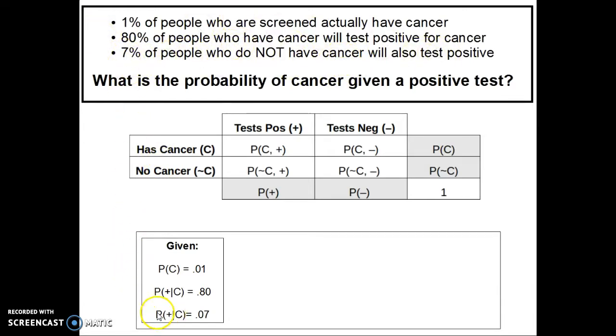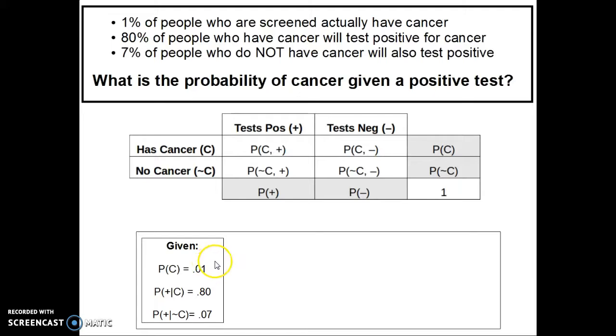Oh, I messed that up. Okay, sorry about that. So this is now accurate. We have the probability of testing positive, given that you do not have cancer, is 7%. Great. So this is all the information that we're given.